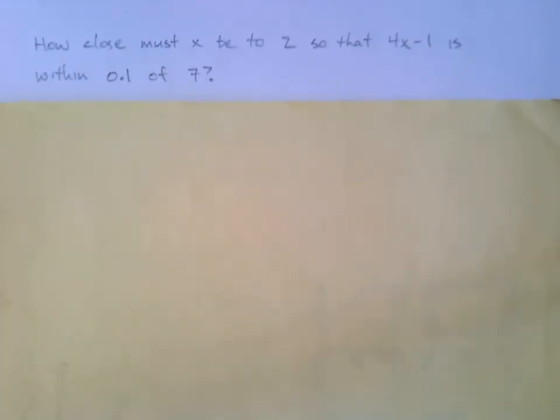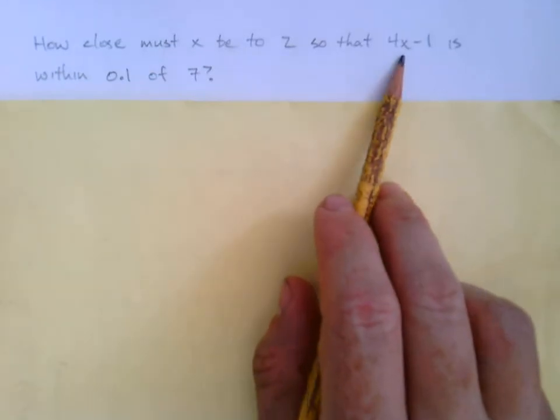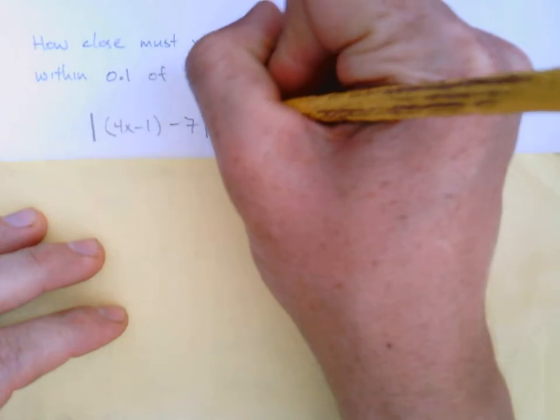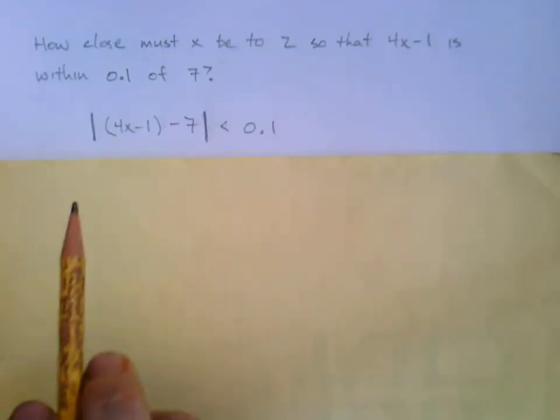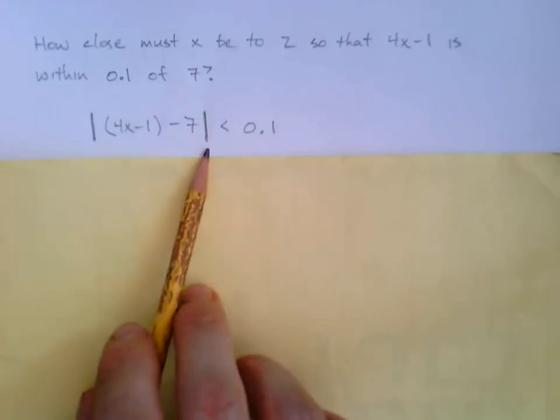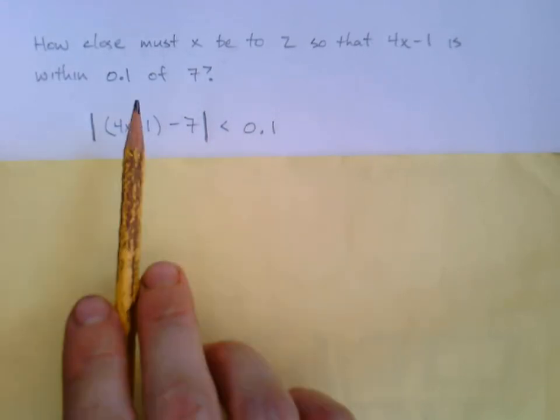Okay. So I'm going to restate this. It's the same question as a moment ago. How close must x be to 2 so that 4x minus 1 is within 0.1 of 7? So instead of saying that 4x minus 1 is between 6.9 and 7.1, I'm going to do it this way. I've got these absolute values. And I'm saying 4x minus 1 minus 7 in absolute values is less than that distance 0.1.